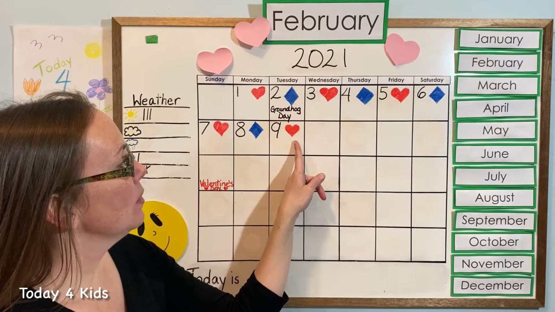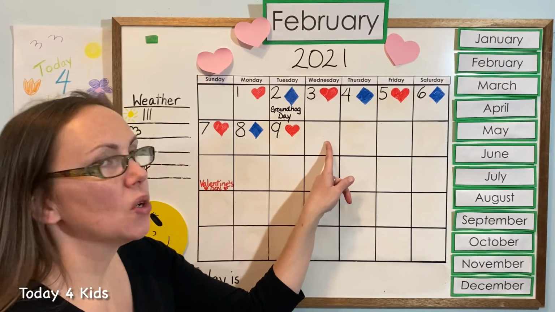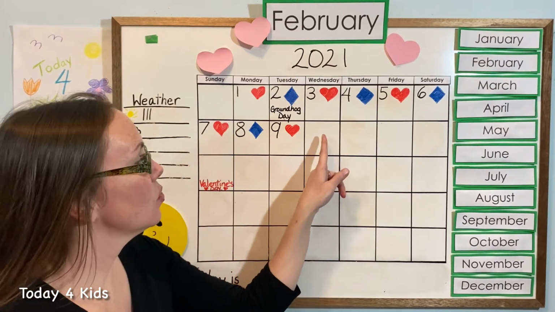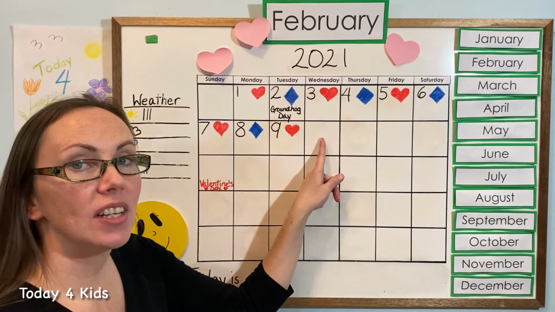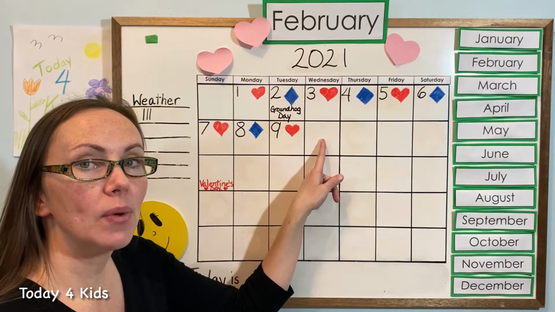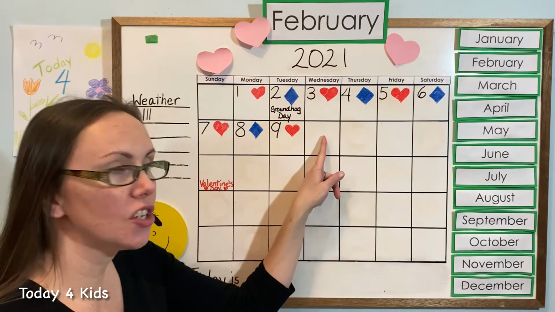So this square was yesterday and we are going to move one square over so that we can know what today is. So today is going to be in this square. And we are going to draw the next shape in our pattern in this square so that we can know where we come back to while we're working on our calendar.